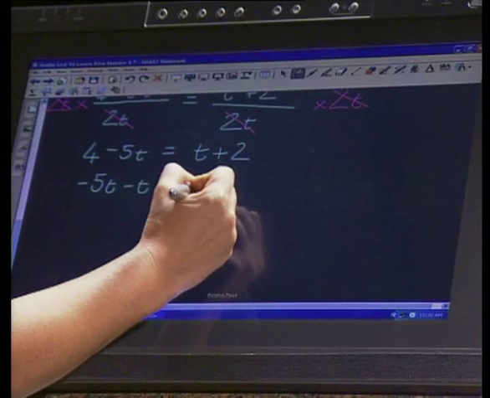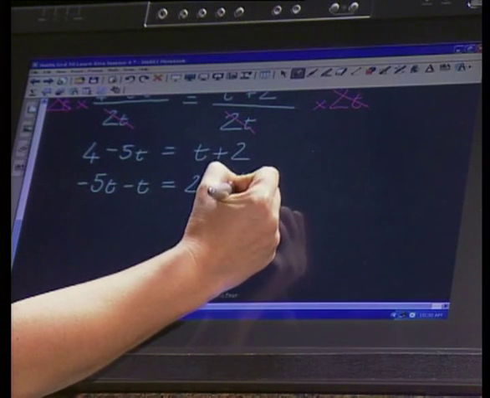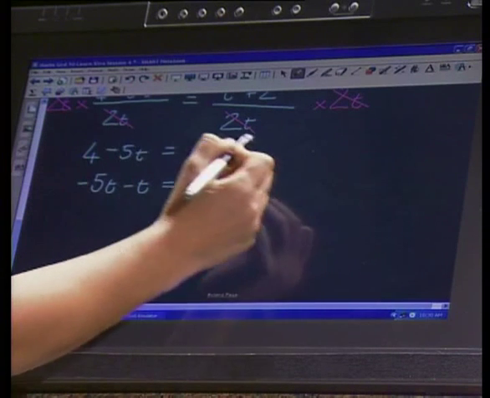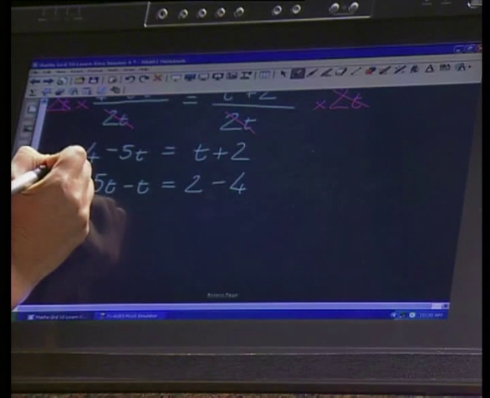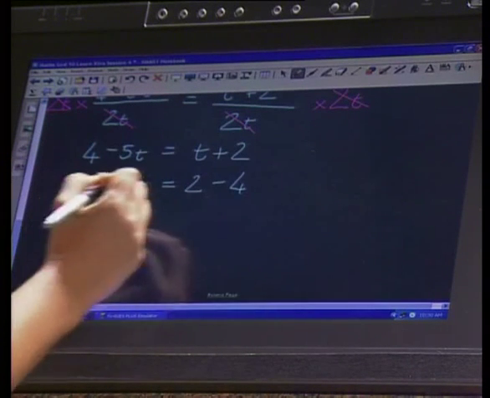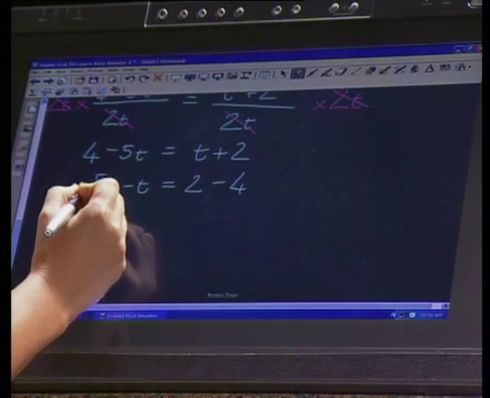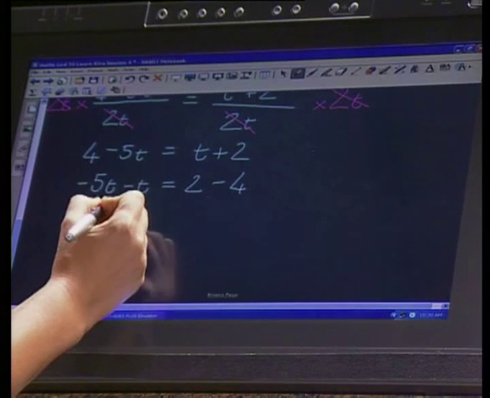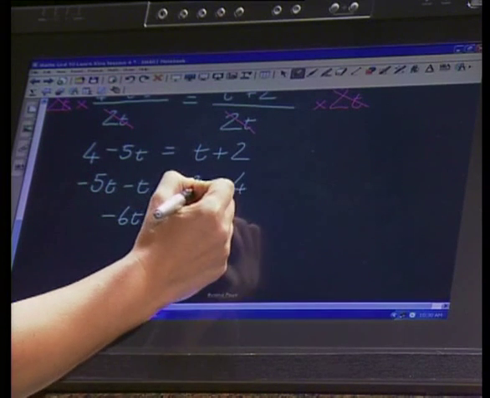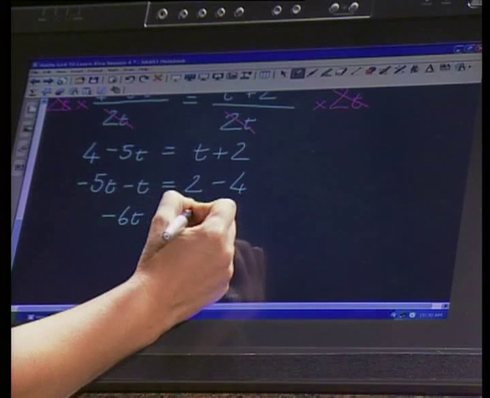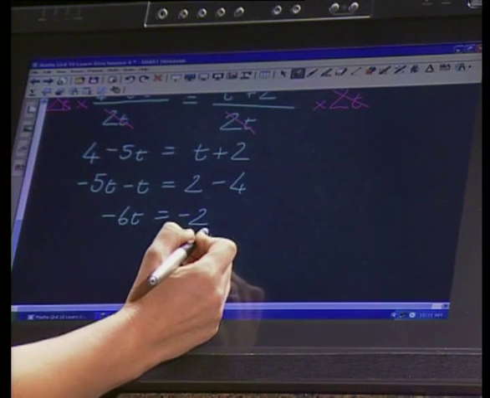is equal to 2, and to move the 4 to the right, I'm going to minus 4, and remember I've done that by minusing 4 from both sides. It's because 4 is being added on the left-hand side that I need to minus it from both sides. Now let's simplify by adding like terms. Minus 5t minus t gives me minus 6t, and then 2 minus 4 gives me minus 2, and now I have minus 6t is equal to minus 2.